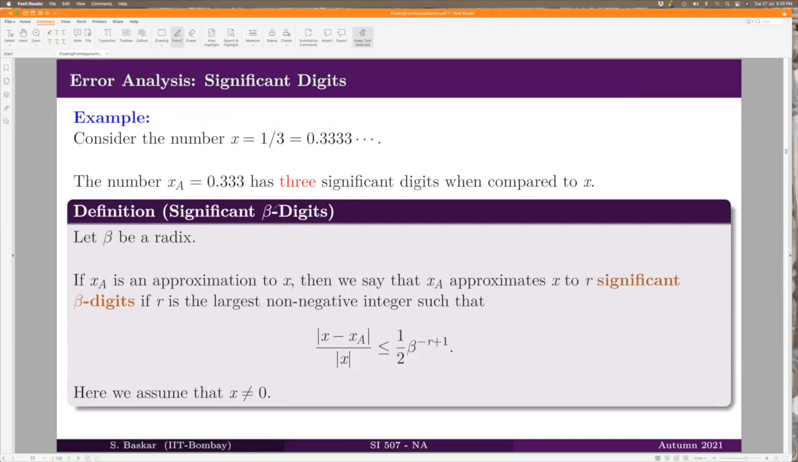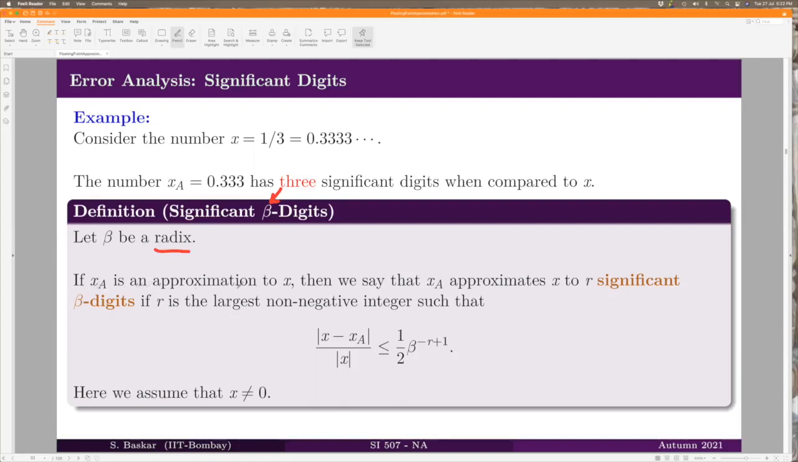Significant digits. Generally, when you are working with base beta, it is called significant beta digits. If beta is 10, then generally we say significant digits, and always we work with beta equal to 10. Let beta be the radix or the base.